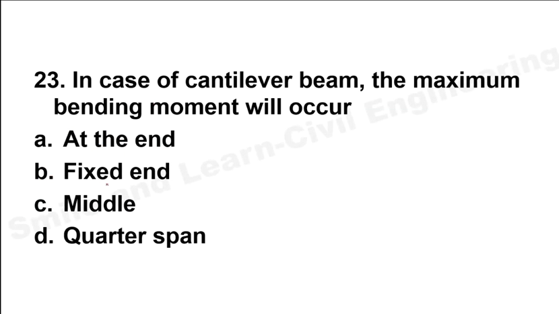Next question, in case of a cantilever beam, the maximum bending moment. We have seen this just a few questions earlier. It always occurs at the fixed end. At the fixed end we will have maximum bending moment, and at the free end we will have zero bending moment unless there is some kind of load over there. And if it is a propped one, then there will be a different bending moment.